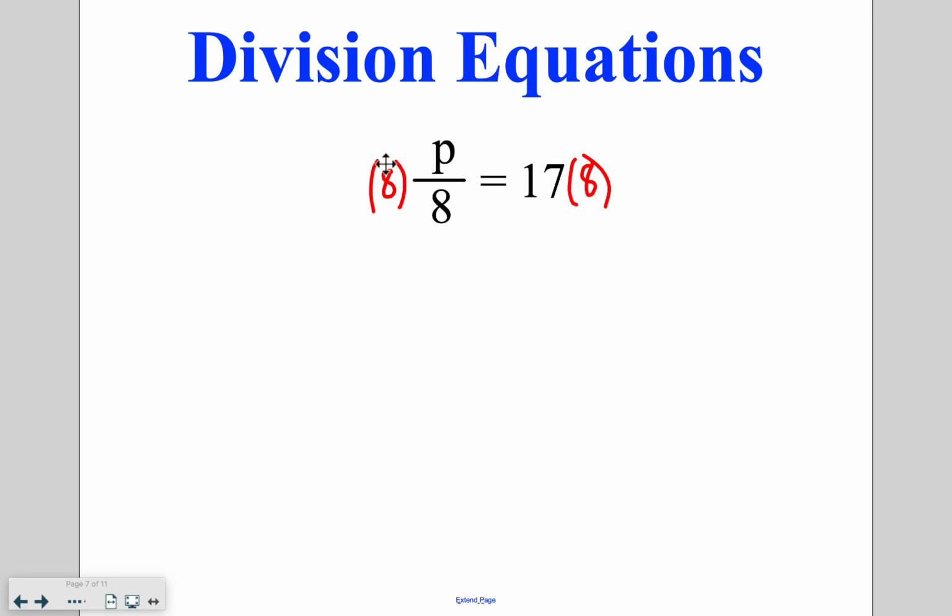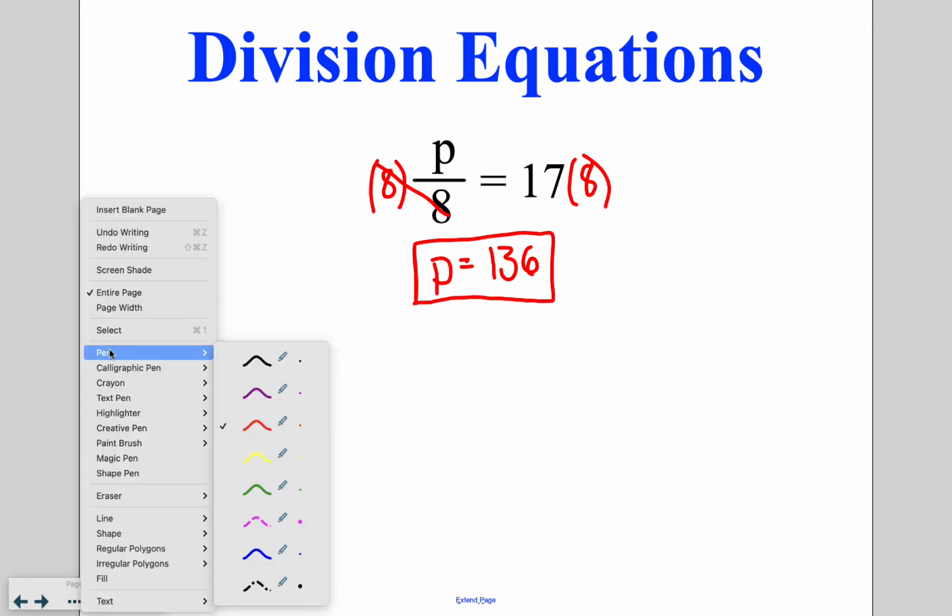Multiplying by 8 and dividing by 8 cancels out to 1, so I've got just p. And then when I do 17 times 8, I'm going to end up with an answer of 136. Again, you could plug that back in and say p, which is 136 divided by 8. That will give you an answer of 17.